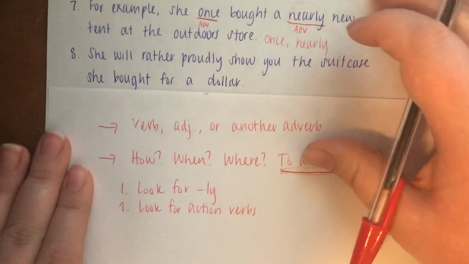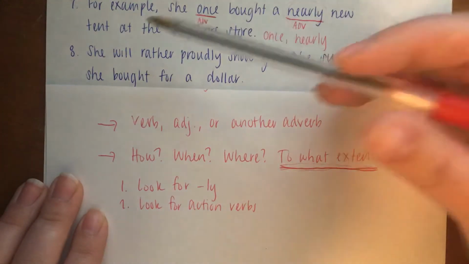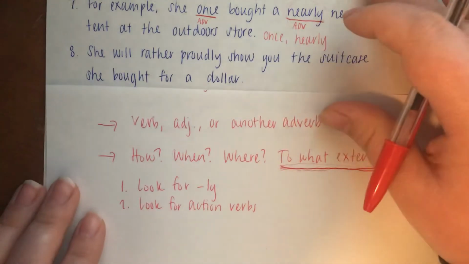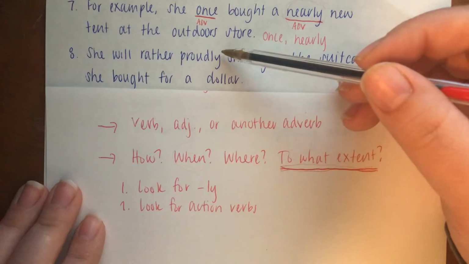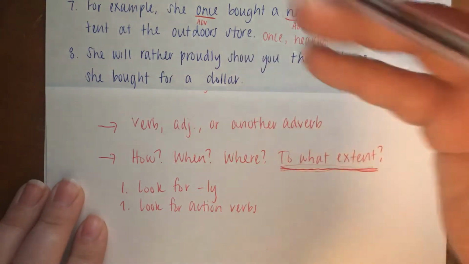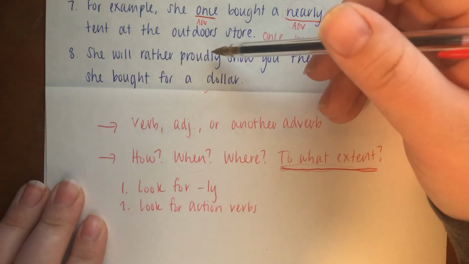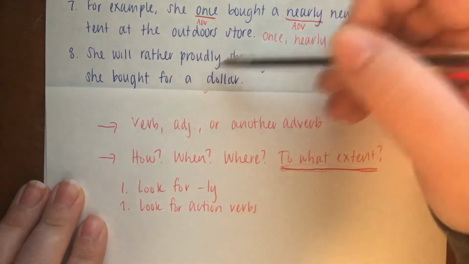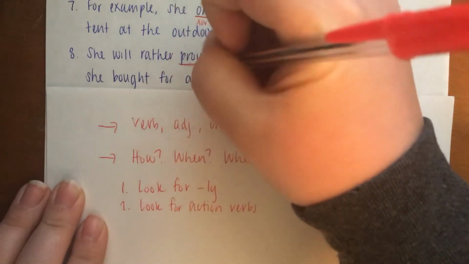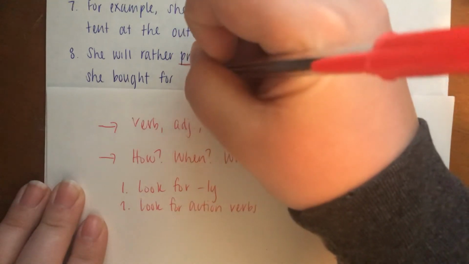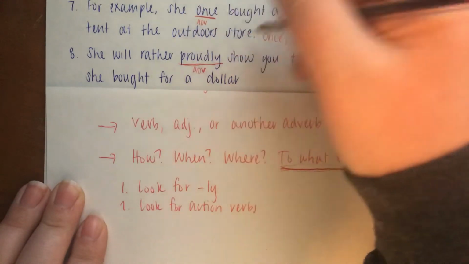Number 8. She will rather proudly show you the suitcase she bought for $1. First thing we do is look for our ly word. We see proudly has ly, right? So here, our action verb is show, so she will show you how proudly. Okay, so proudly is that adverb that answers how, and it modifies show. She will show you how proudly.